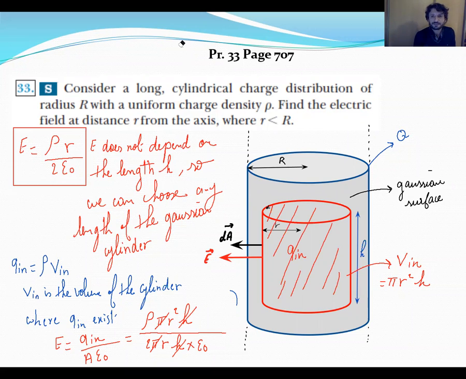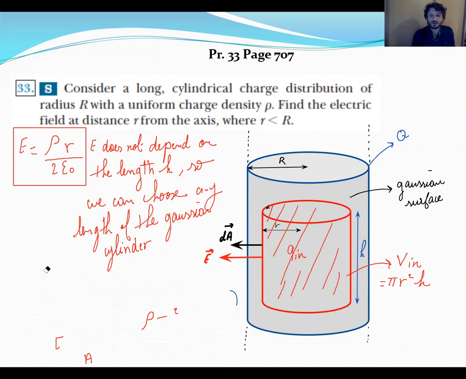Okay, this is the value of the field. So you can say at any point at a distance r inside the cylinder, we can calculate its value. As you see, the relation between E and r is linear. Each time you increase the distance, the value of the field will increase.